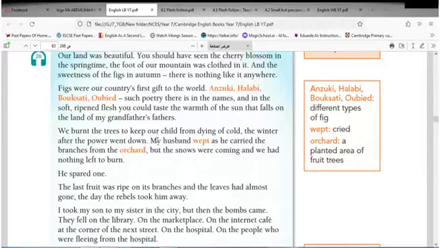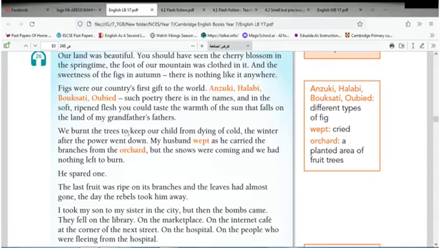Our land was beautiful. You should have seen the cherry blossom in the springtime. The foot of our mountain was clothed in it, and the sweetness of the figs in autumn. There is nothing like it anywhere. Figs were our country's first gift to the world. Anzuki, Halabi, Bukatsati, Obied. Such poetry there is in the names, and in the soft, ripened flesh you could taste the warmth of the sun that falls on the land of my grandfather's fathers.